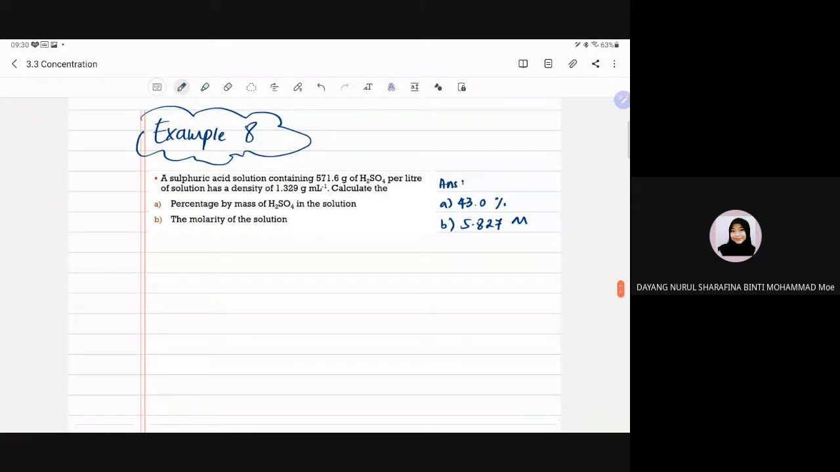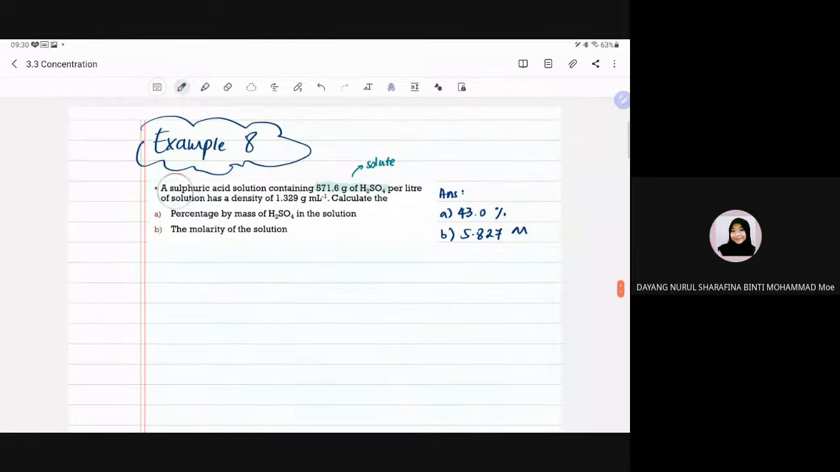Okay, now, dekat soalan ni, dia bagi tahu mass of acid solution tu, dia punya mass of H2SO4 adalah yang ini. Jadi ini adalah dia punya solid. Macam mana kita tahu dia adalah mass of solid? Sebab dia bagi tahu solution yang mengandungi mass yang ini. Okay, mass of H2SO4, sulfuric acid, per liter. So ini adalah volume of solution. Volume solution adalah 1 liter. Density dia macam tu.